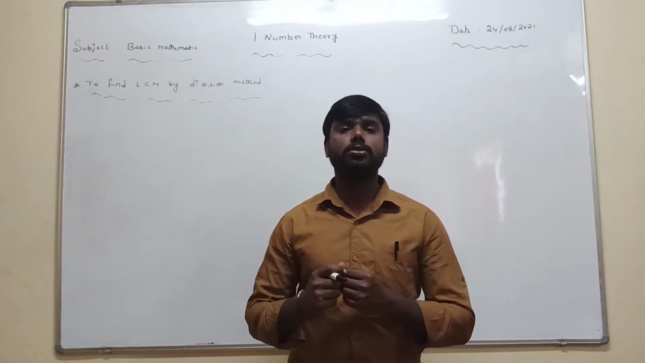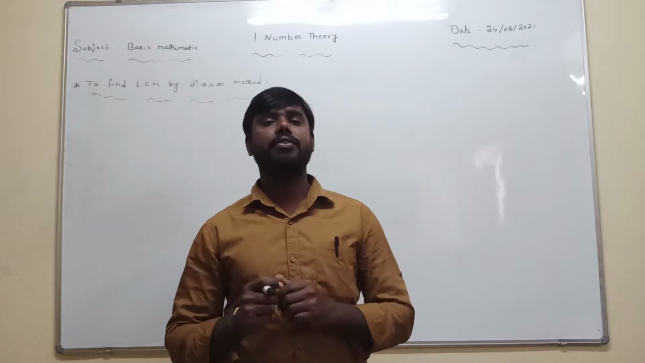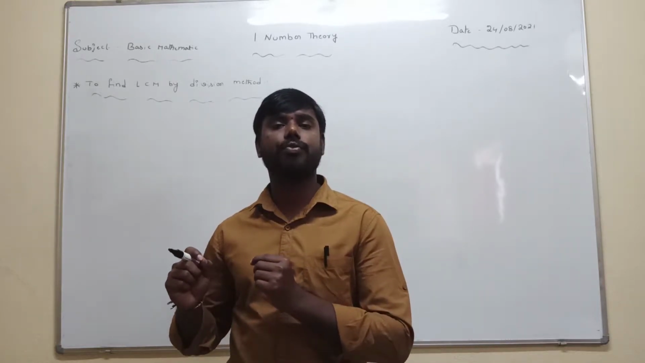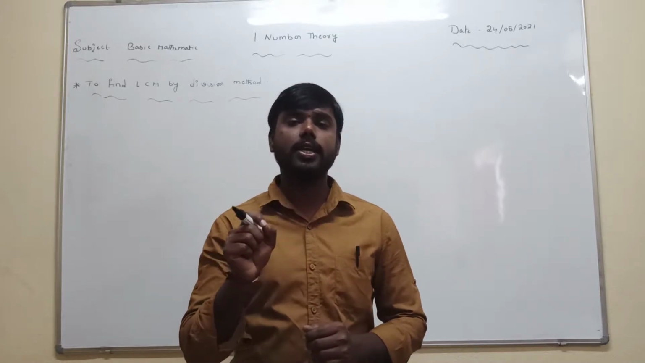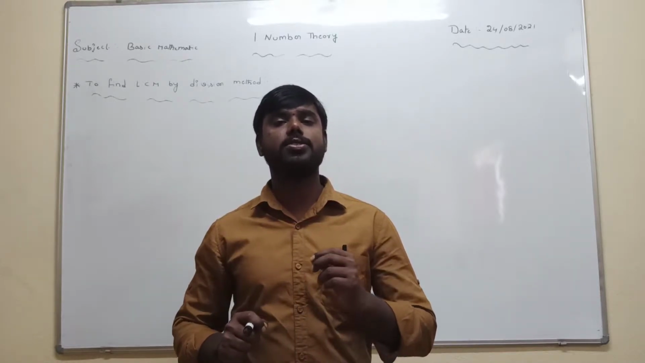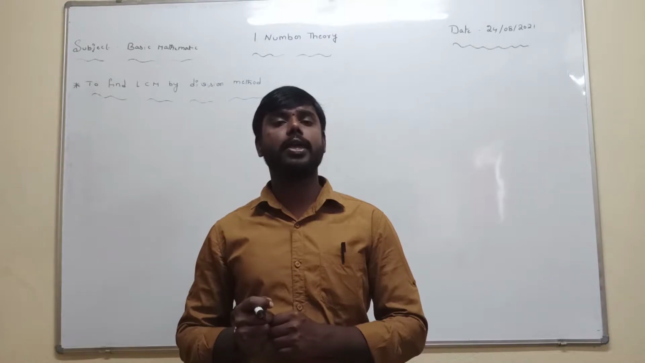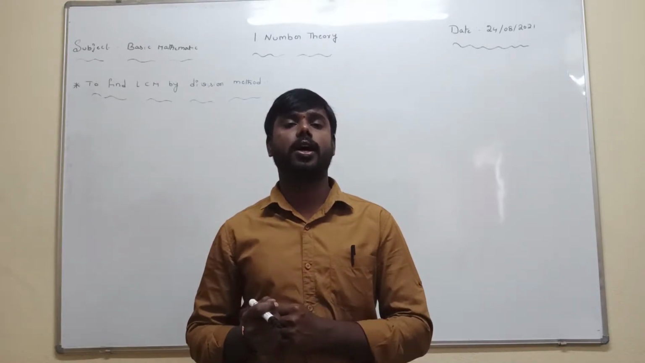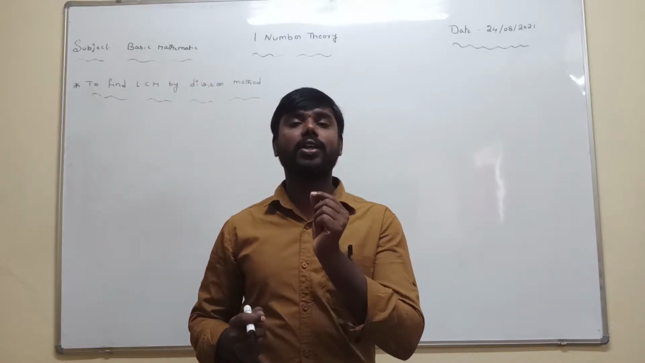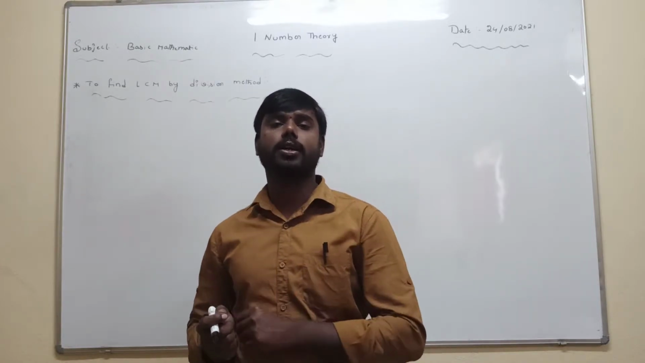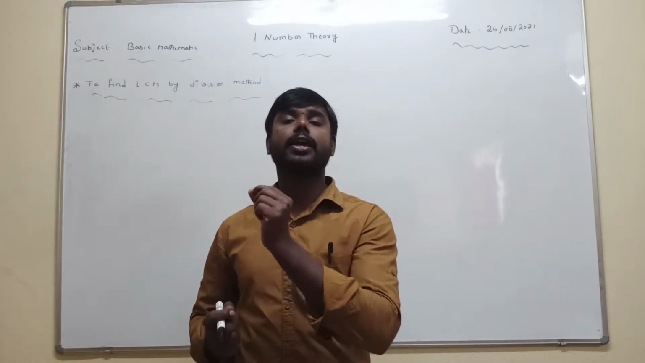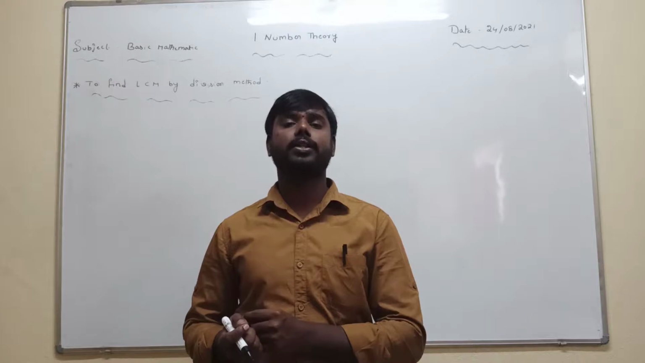The last class discussed the definition of LCM. What is the definition of LCM? It means the least number which is exactly divisible by each one of the given numbers. There are two methods of finding LCM. The first method is the prime factorization method. The second method is the division method.